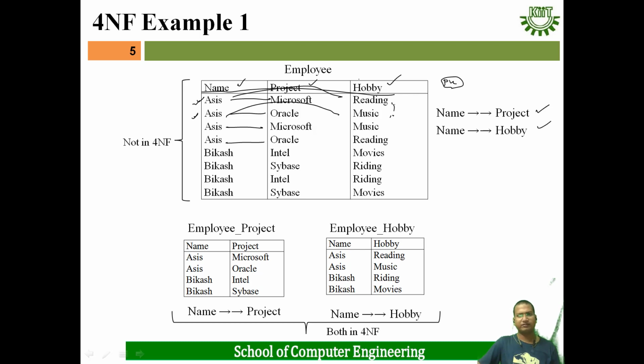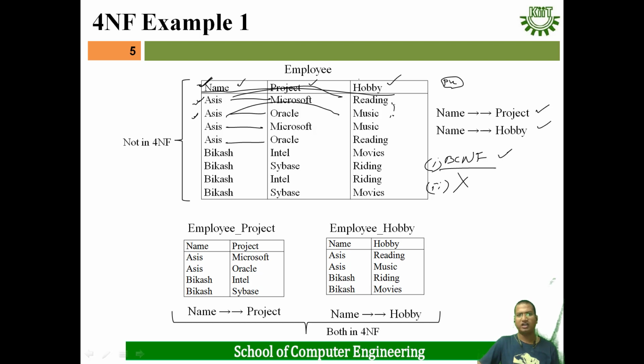When the primary key constitutes all the attributes of the table, then we can say the table is in BCNF. This table is in BCNF. That means the first condition of 4NF is satisfied. But the second condition is that multiple multi-value dependencies should not be present. In that case, it fails. That means this table is not in 4NF.